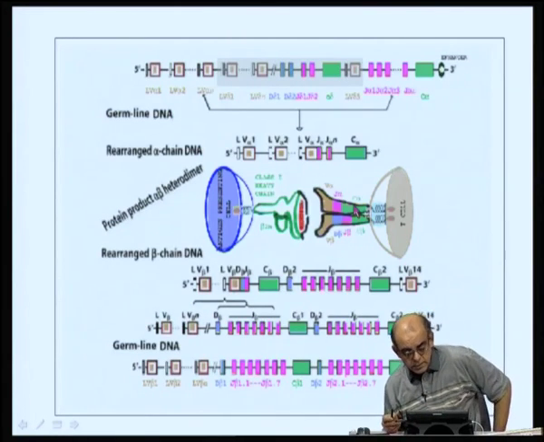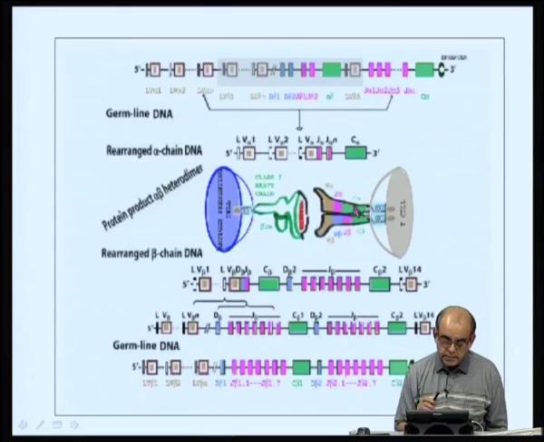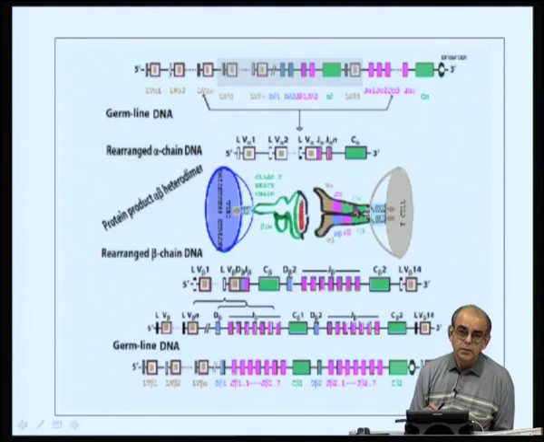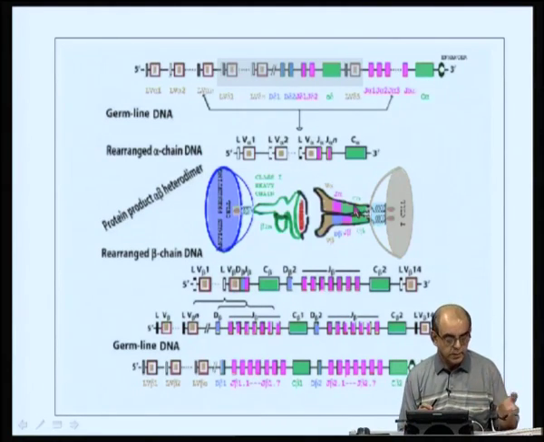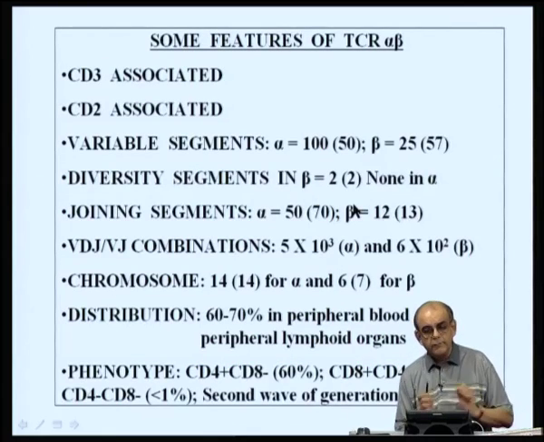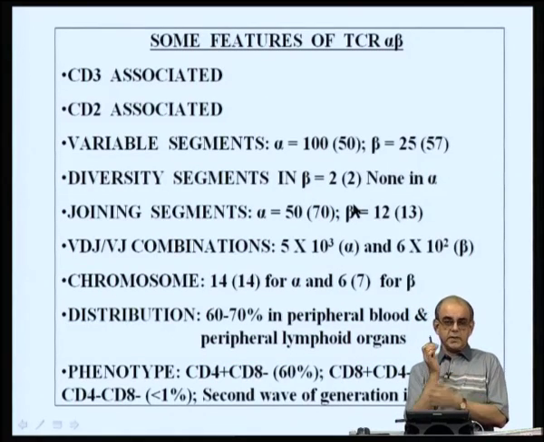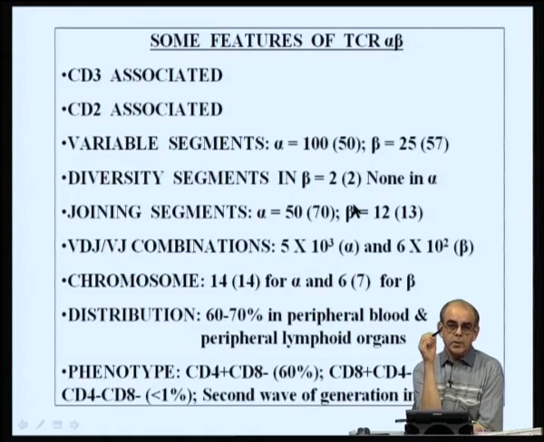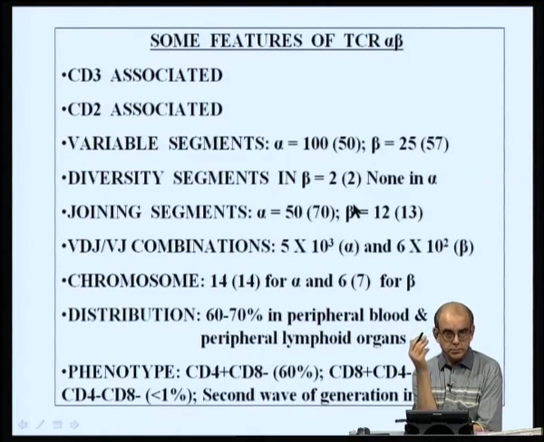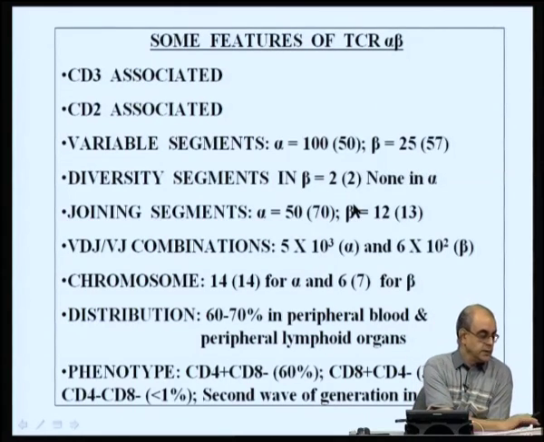So, this is the process of gene rearrangement that occurs, that is similar to the immunoglobulin gene rearrangement. Going on further to cover some features of the alpha beta gene rearrangement that gives rise to the diversity of the different kinds of combinations, which is listed in this slide.